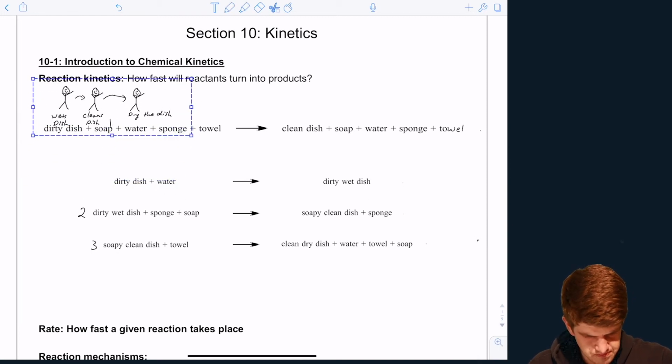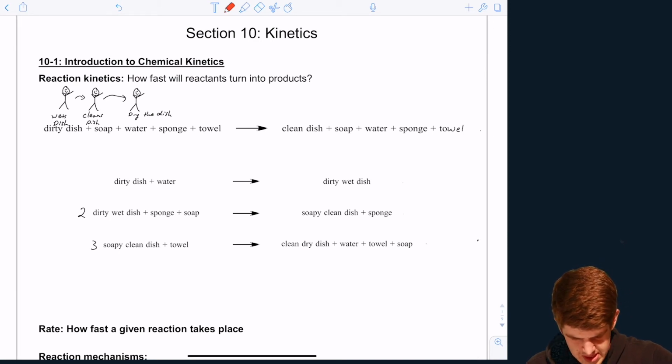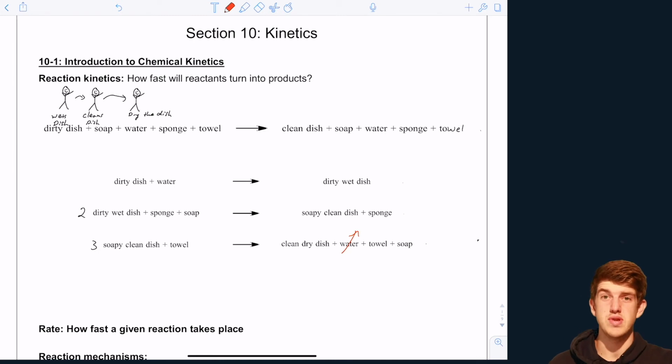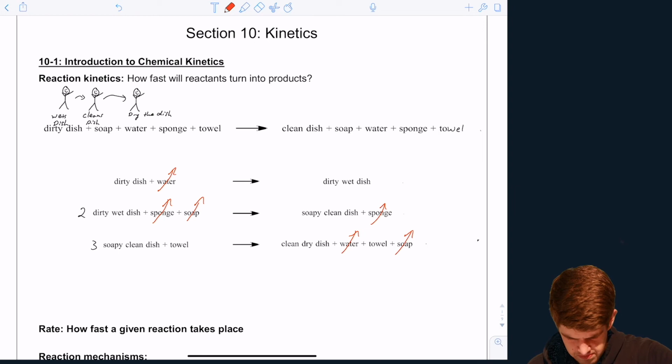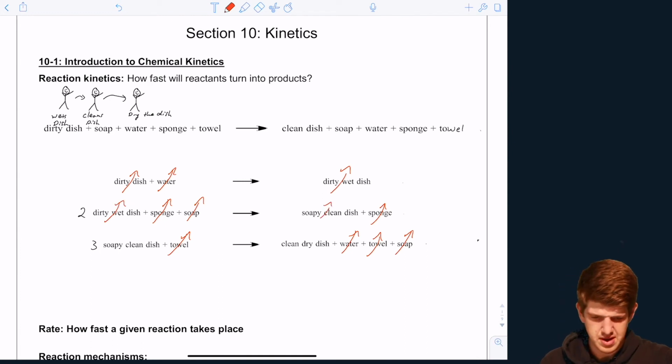So we have a dirty, wet dish and water. Water also occurs down here. So it's not used up in this reaction. I had it beforehand. I had it at the end. We have a sponge on both sides. We have soap, we have a towel, we have a dirty wet dish, a clean wet dish, and soapy wet dish. Great, so everything's on both sides.